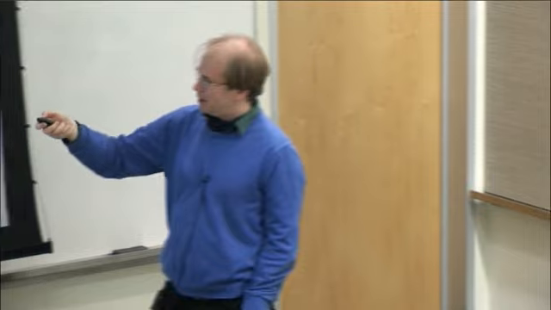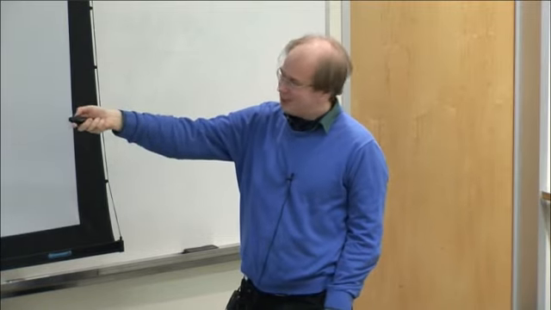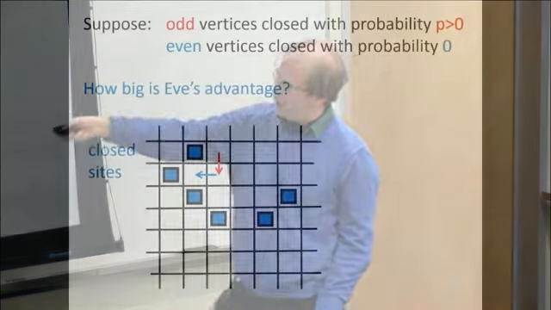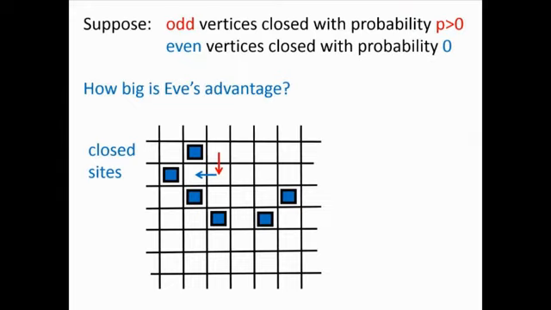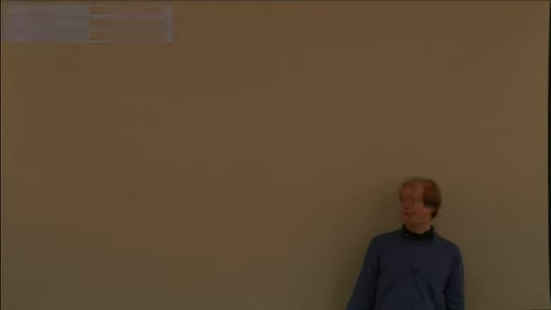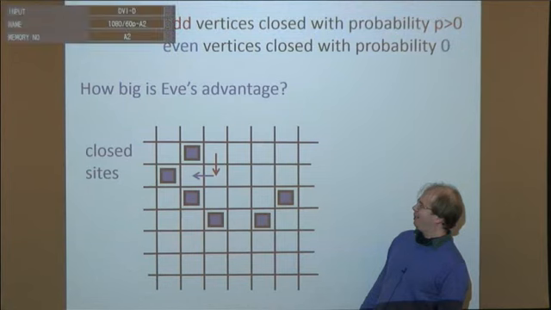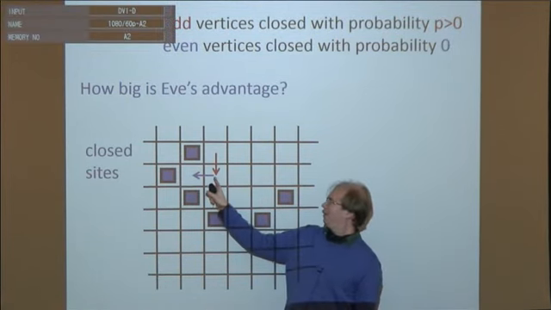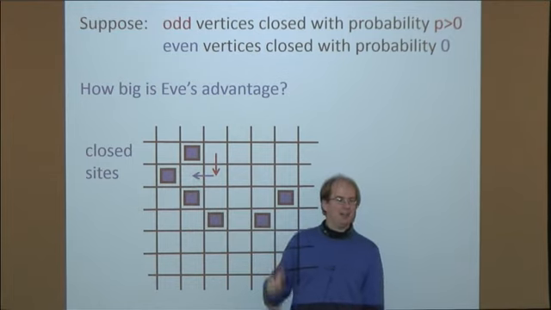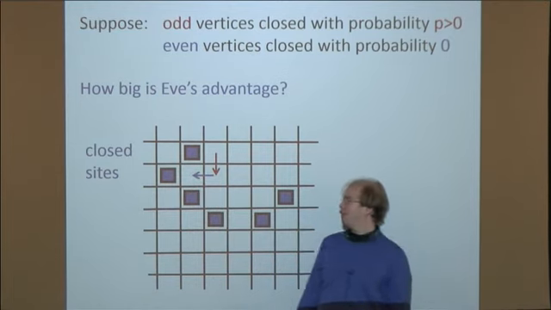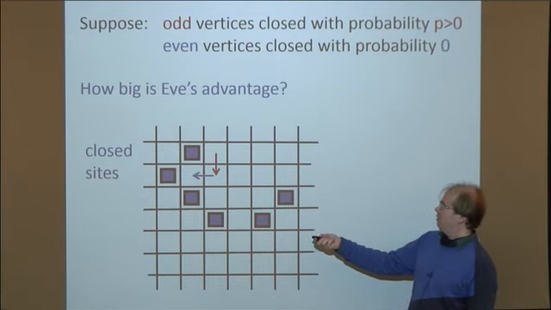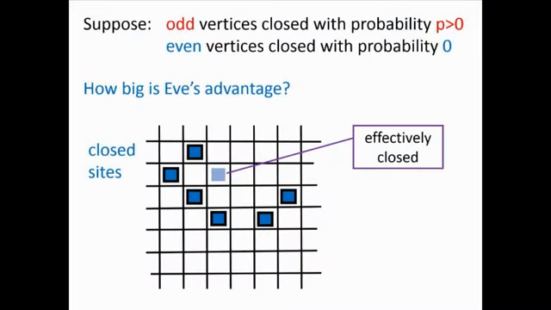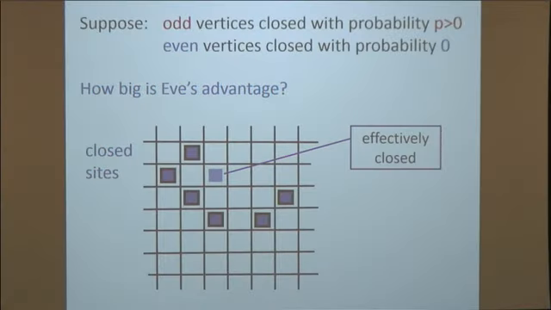So here's kind of how this game tends to go. Suppose Odin moves to this site. Then Eve's going to just move there, and then she's won immediately, because Odin has no moves. So that means, really, that site there is effectively closed. It's forbidden to Odin. If he ever moves there, he's dead. And Yuval sees where this is going.